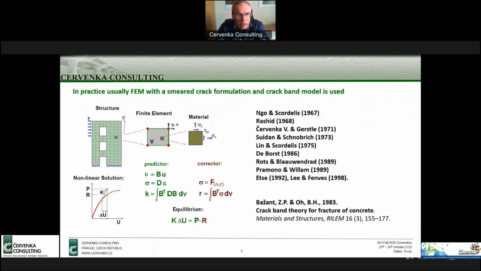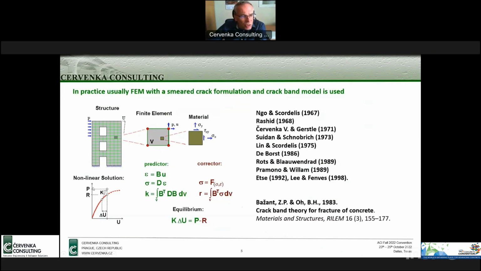Well, a little bit about the background of the technology that we are using. Our software is based on the finite element method. That means our structure is divided into small pieces, typically rectangular or brick shaped or triangular. And inside this finite element, we typically evaluate the strains and stresses at integration points. So inside these integration points, traditionally we use linear material models, but we can use also nonlinear models, taking into account cracking, crushing, or reinforcement yielding.